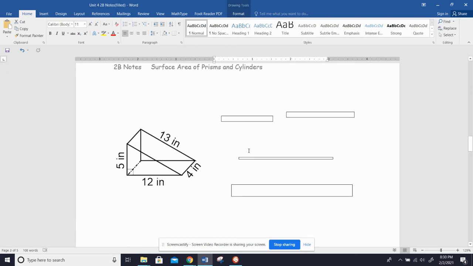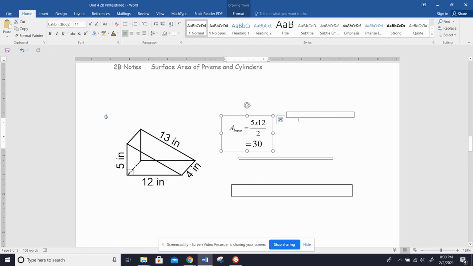Okay, we're going to go through the same steps for the second one. We can see we have a triangular prism. The base is a triangle. It's a right triangle of 5 and 12. So let's go. First thing we're going to do is find the area of that base. In this case, the area of the triangle, 5 times 12 divided by 2.